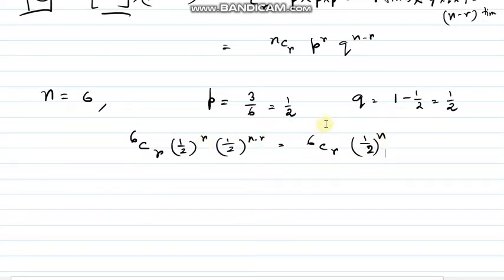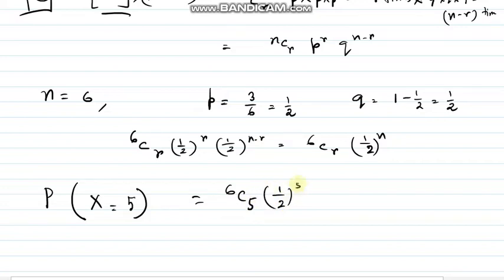Now if I ask, what is the probability of 5 successes? Here my x equals 5. So if I put R equals 5, 6C5 half to the power 5, sorry, half to the power n. So half to the power, this will be 6. I'm extremely sorry. So the answer you will get is 3 divided by 32. That is the probability of 5 successes.